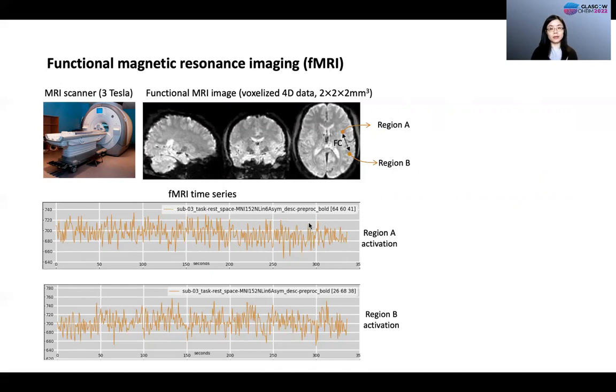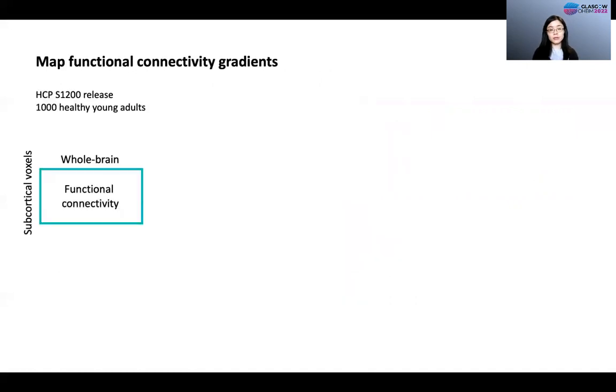So the functional coupling is expressed as temporal correlation of the time series, and is what we call functional connectivity. In order to map the connectivity gradients of the subcortex, we first need to compute the functional connectivity between each subcortical voxel and all the gray matter voxels in the brain. This will give us a functional connectivity matrix. Each row in the matrix represents a whole brain connectivity profile for each subcortical voxel. And so we can then quantify the similarity in the whole brain connectivity pattern between each pair of subcortical voxels.